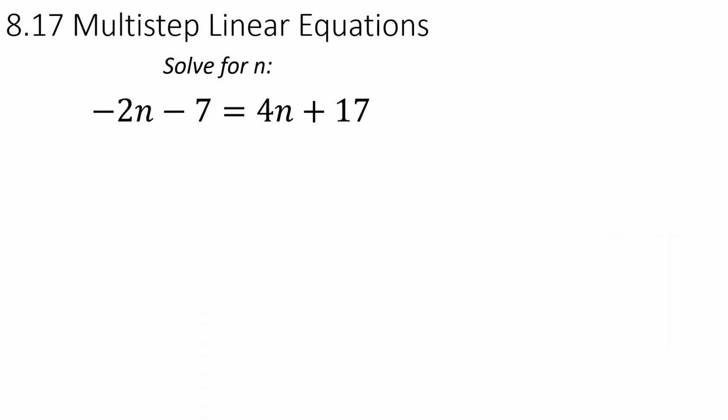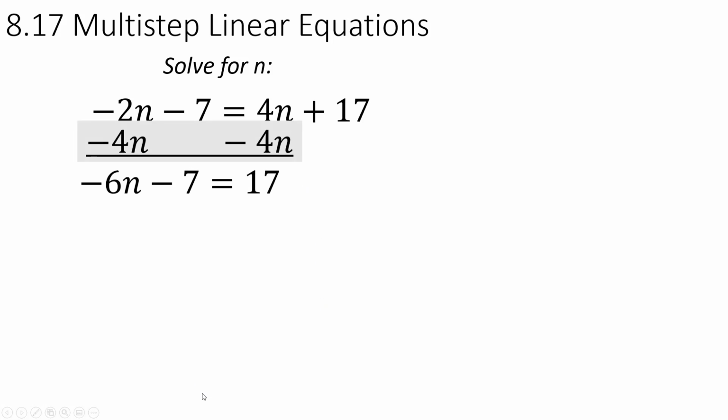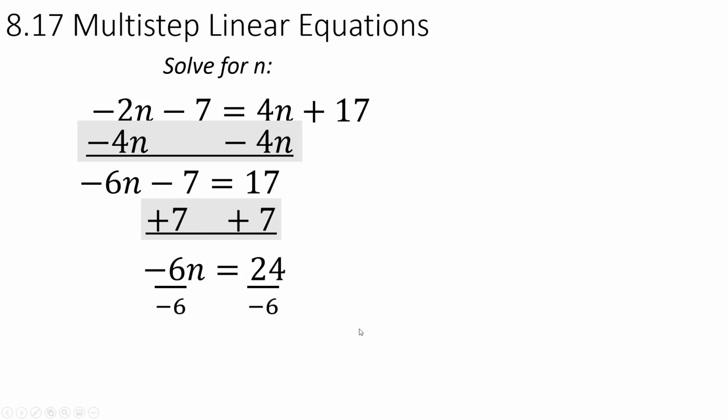Multi-step equation. I recommend you get all your variables on the left side. But you could have done it another way, but I'm going to go ahead and show where I get all my variables over here on the left. So that means I want to get rid of this 4n. I'm going to subtract it off. If I do it on the right side, I do it on the left side as well. Now it should start looking like a more familiar equation that you've seen before. I'm going to get rid of my constant with the variable. I'm going to add 7. So we get negative 6n equals 24. Now I'm going to divide both sides by negative 6, and I get n equaling negative 4.